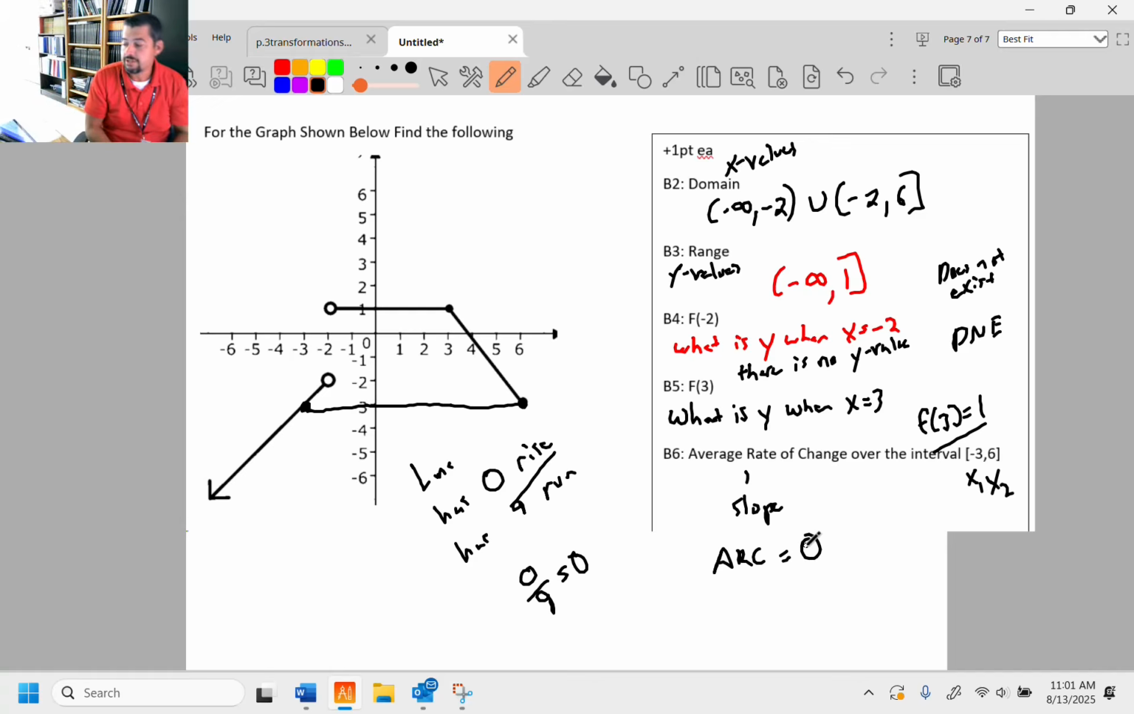Does it change as it moves from left to right? Yes, it does. But on average, it gets right back to where it started. So the average rate of change is nothing.